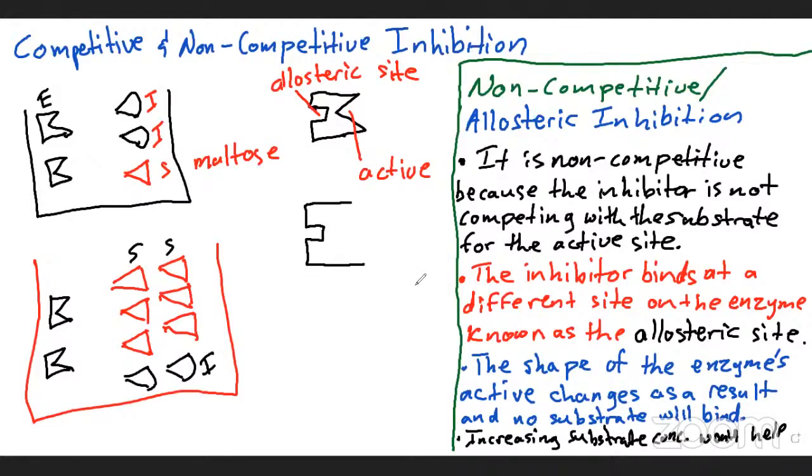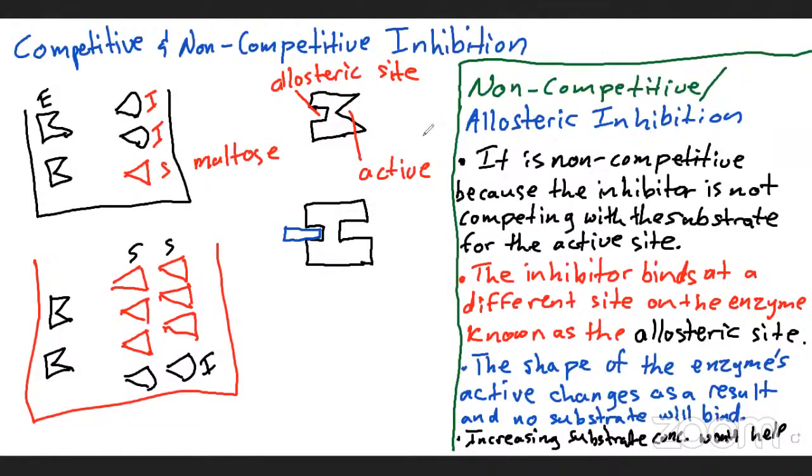When the inhibitor, I'm going to put the inhibitor in blue. Let us say this is our inhibitor. When it binds to the enzyme, it is going to cause the active site to change shape. So let us say the active site looks like this now.